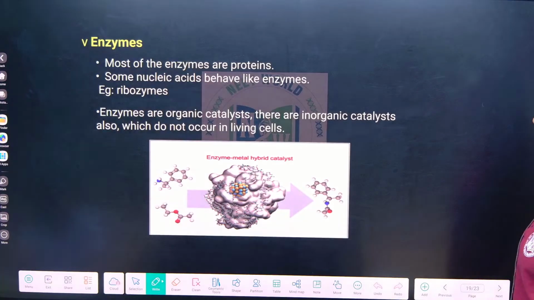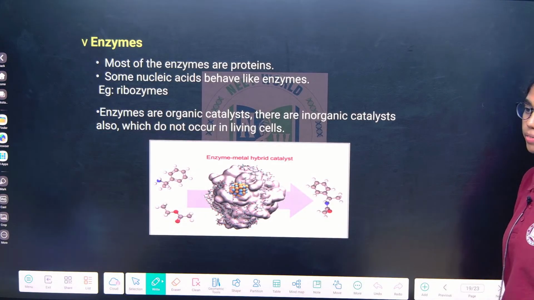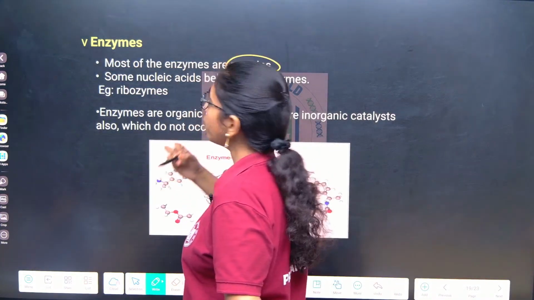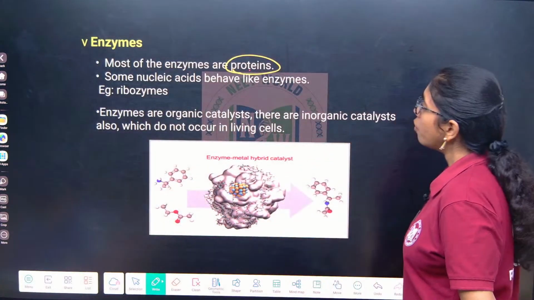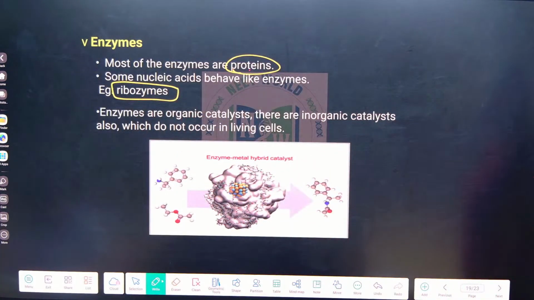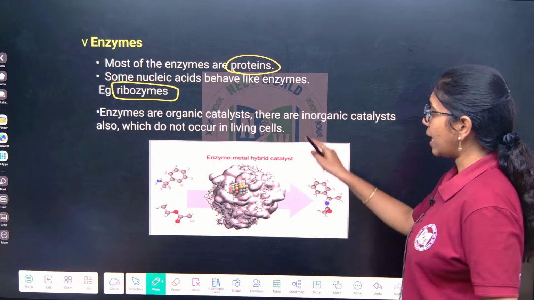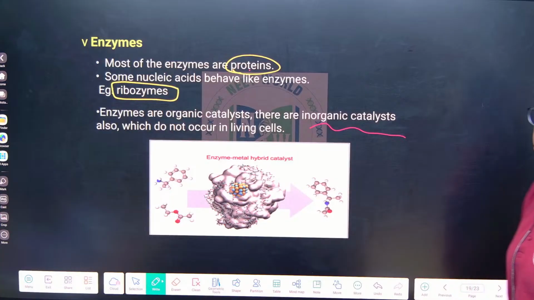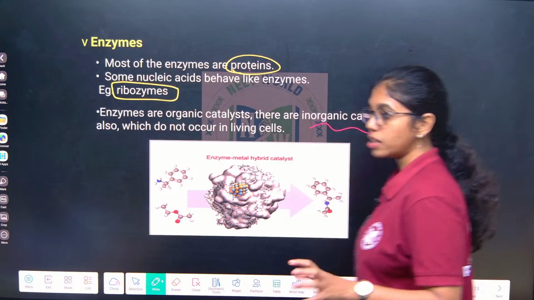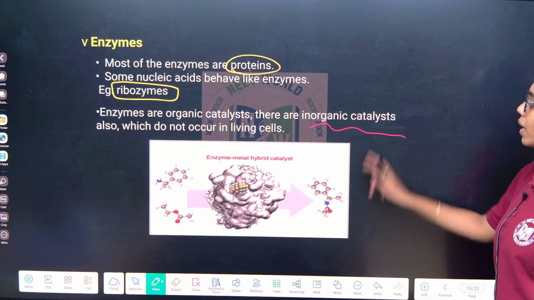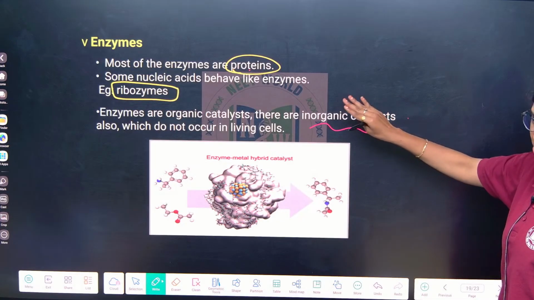Fine. Now we will look into the enzymes. Most of the enzymes are proteins, but some of the nucleic acids can also be enzymatic. For example, ribozyme. Some nucleic acids behave like enzymes, for example, ribozyme. Enzymes are organic catalysts. There are some inorganic catalysts as well, which do not occur in the living cells. Enzymes are the organic catalysts which occur in the living cells, but those which do not occur in the living cells, those are what? Inorganic catalysts.